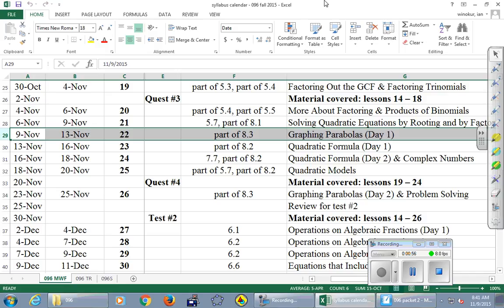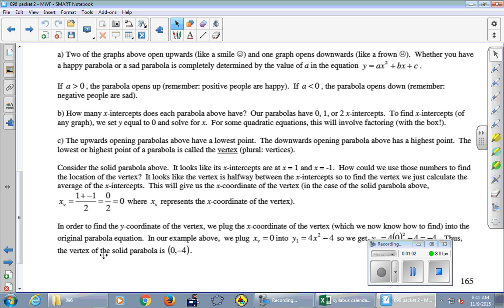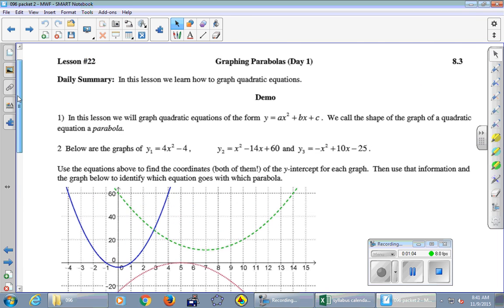Okay. Then on page 165, we will start with our new topic of graphing parabolas. Here we go. Daily summary. In this lesson, we learn how to graph quadratic equations. Number 1, in this lesson, we will graph quadratic equations of the form y equals ax squared plus bx plus c. Remember, a, b, and c are just numbers. The real variables there are x and y. We call the shape of the graph of a quadratic equation a parabola.